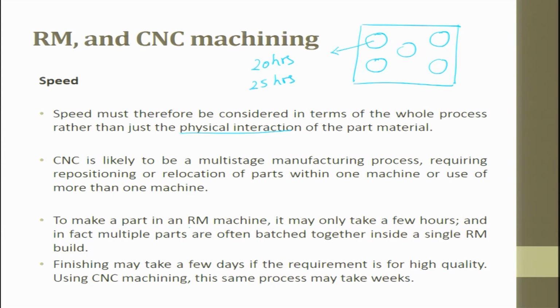To make a part in an RM machine, it may take only a few hours, and in fact multiple parts are often batched together inside a single RM build. Finishing may take a few days if the requirement is for high quality. Using CNC machines, the same process may take weeks. So, this is what I was trying to talk about in die finishing. Just for machining a part flat it is okay, but a die you have to finish.